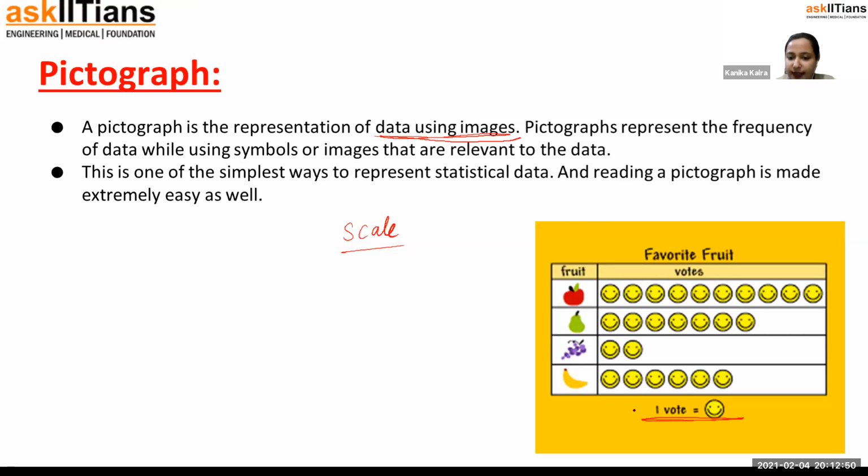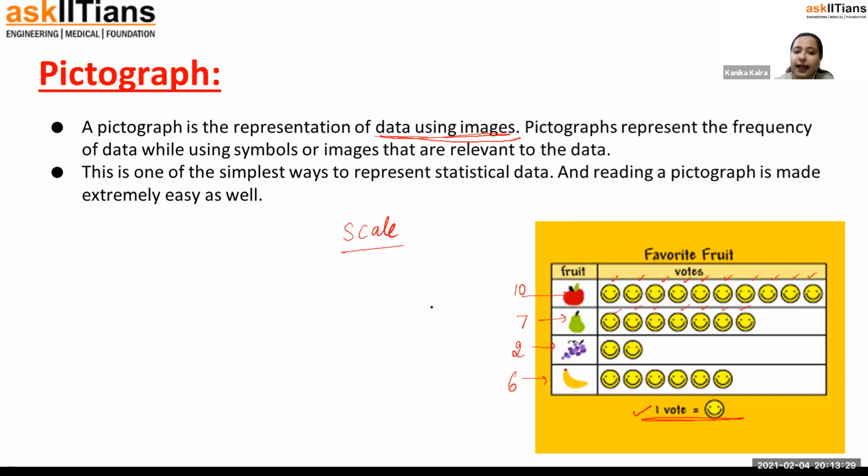Like for example, in this, they have taken 1 vote as 1 smiley. So if we talk about the apple, in this case, 1 apple means how many votes? 1, 2, 3, 4, 5, 6, 7, 8, 9, 10. So 10 is the frequency associated with this fruit. And if we talk about the second one, there is 1, 2, 3, 4, 5, 6, 7. So we have 7 votes associated with it. With this, you have 2 votes associated. With this, you have 6 votes associated. And hence, you can draw the pictograph easily.